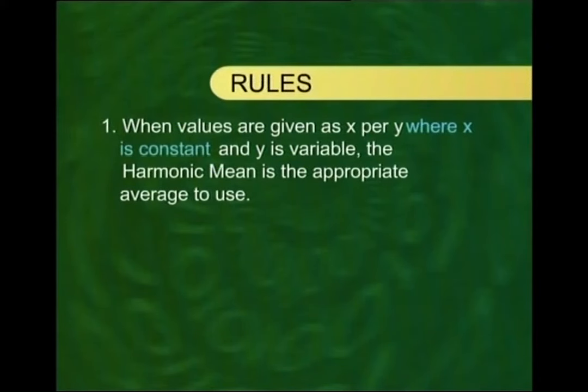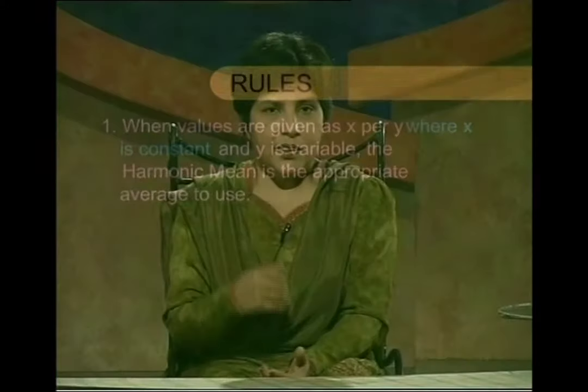The first rule that I would like to draw your attention to is that when values are given as x per y, where x is constant and y is variable, that is the situation when the harmonic mean is the appropriate average to use. In the example we just discussed, there is a vehicle traveling a total distance of 100 miles, but there are 10 stops in that entire interval. Each stop is after an interval of 10 miles. This implies that the distance between any two stops is constant.